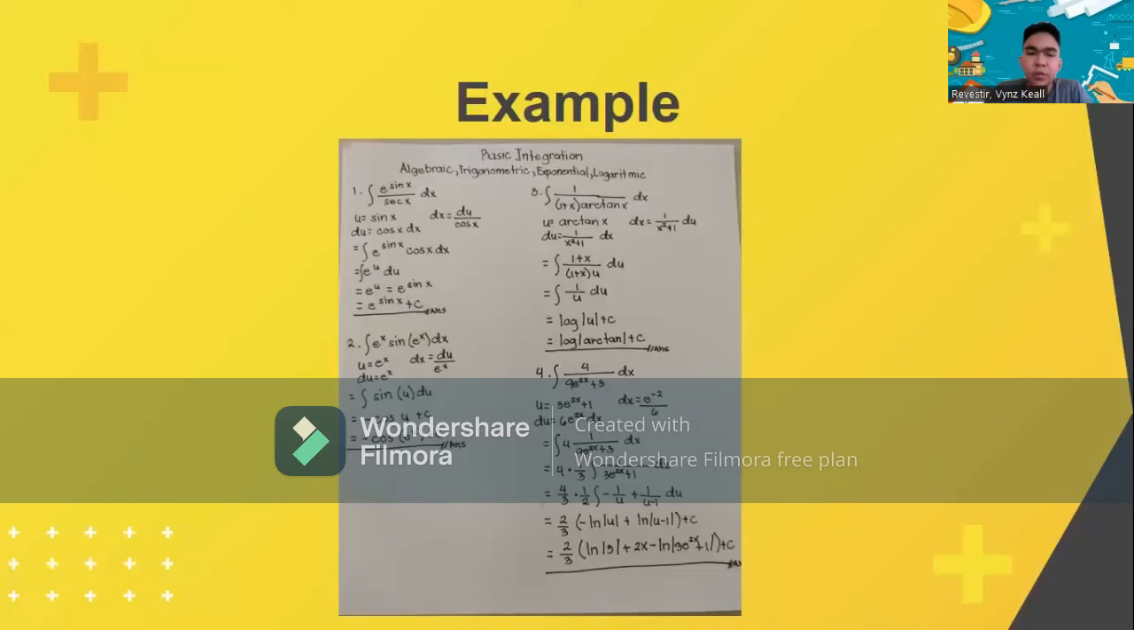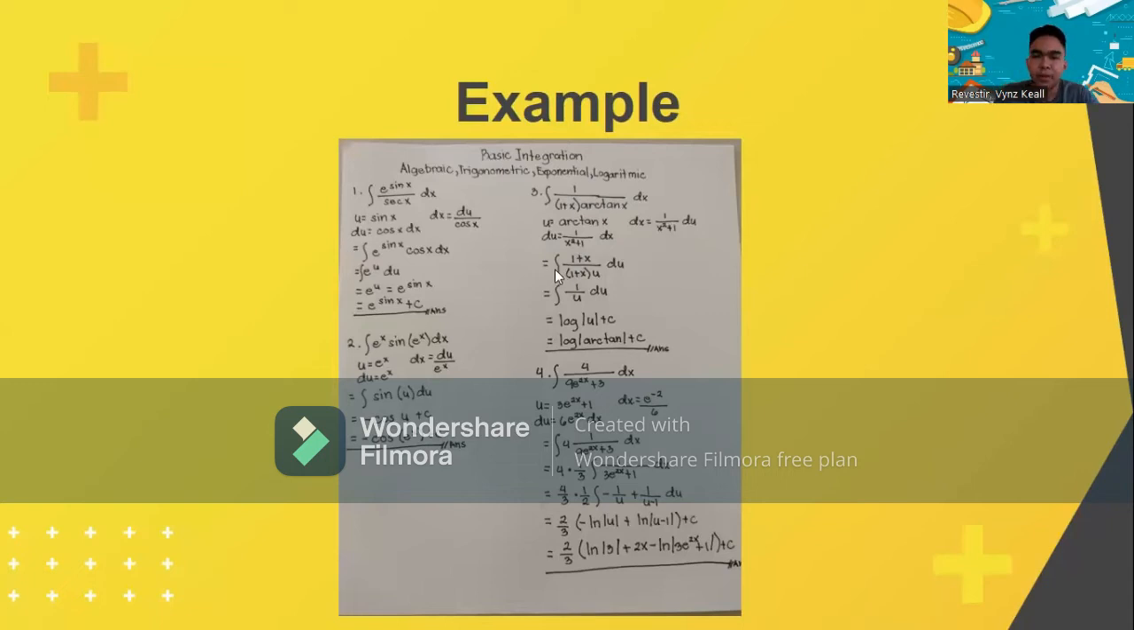Next, number 3, the integral of 1 over the quantity of 1 plus x squared times arctan x dx. Using u substitution, u is equal to arctan x, and the derivative of arctan x is equal to 1 over x squared plus 1 dx. And dx is equal to x squared plus 1 du.